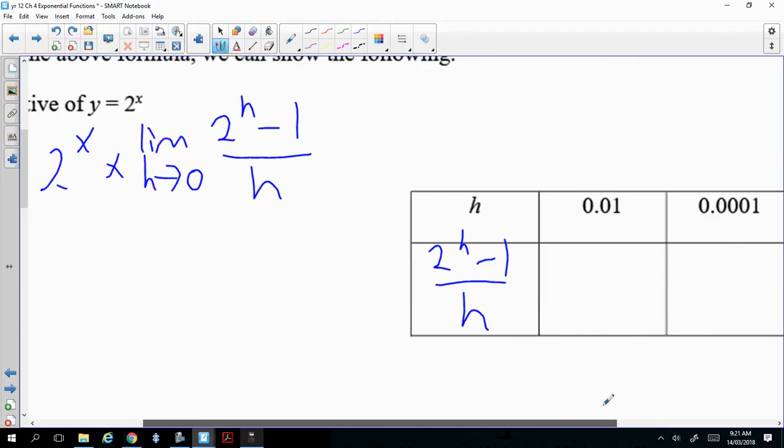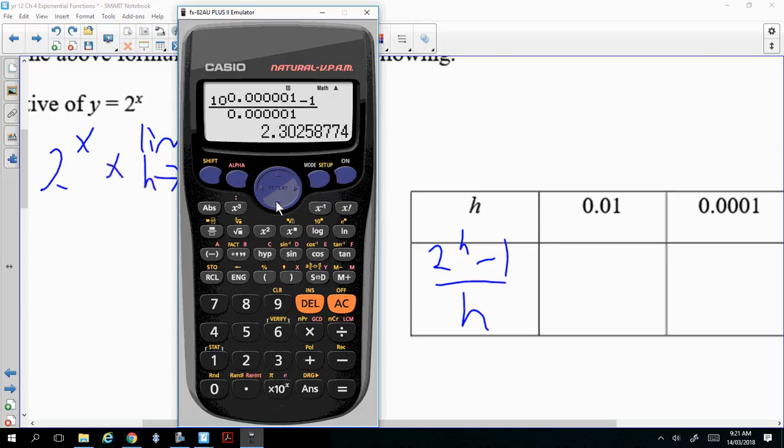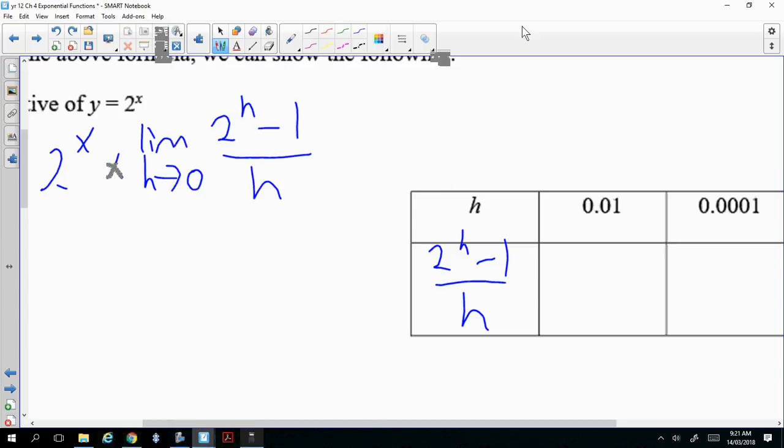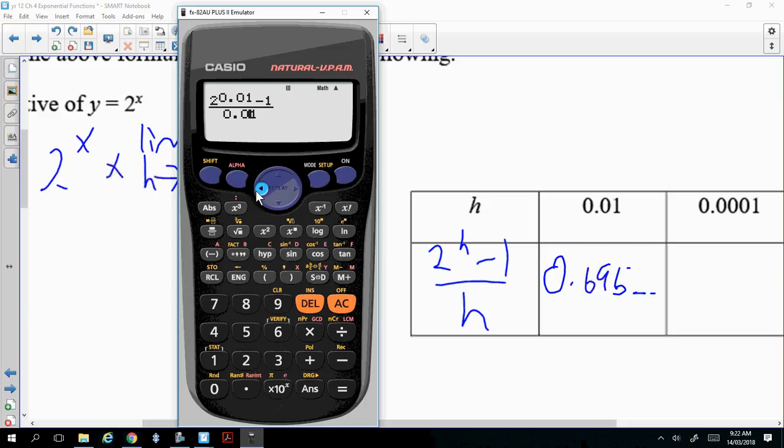So press 2 to the power of 0.01, minus 1, over 0.01. Get 0.69555. And then let's increase the number of zeros. That will be 2 extra zeros. 0.69 again, 31.